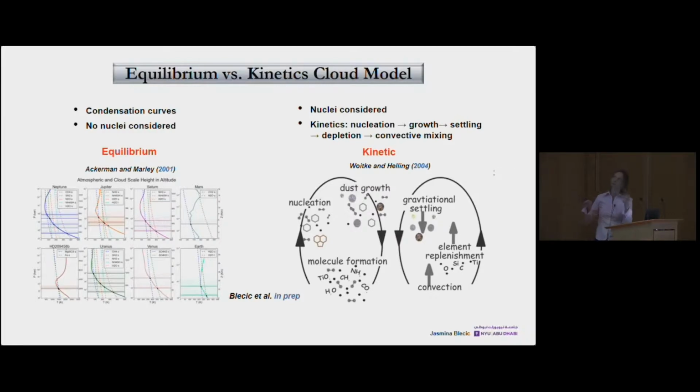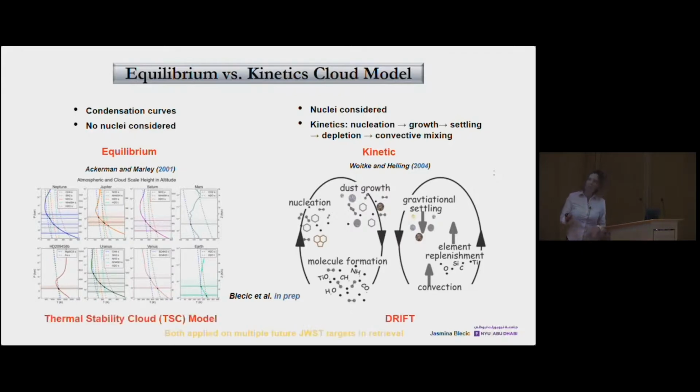It forms the particles by growing, settling, and then depletion. And then introducing convective mixing, we replenish the material from the bottom of the atmosphere and we have a stable cloud. So based on these physical approaches that we have in cloud physics, I decided that it would be good that we have both of these approaches in our retrieval framework.